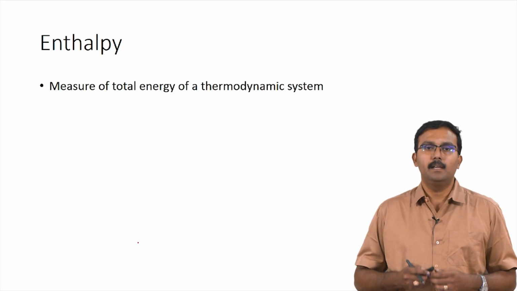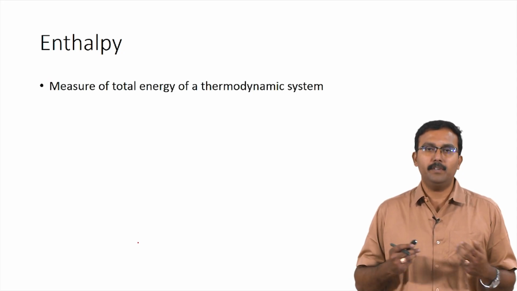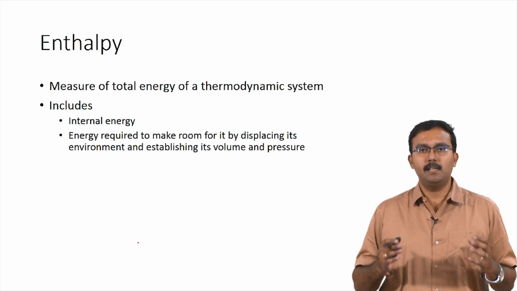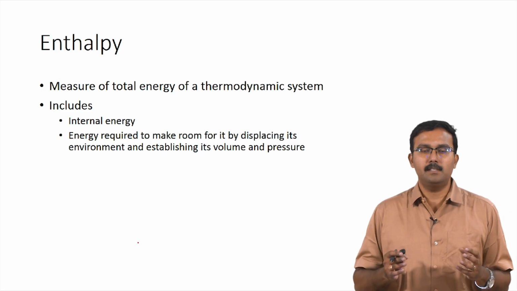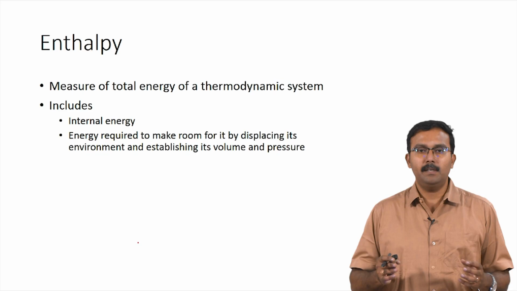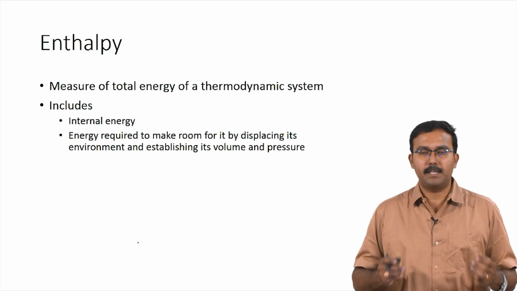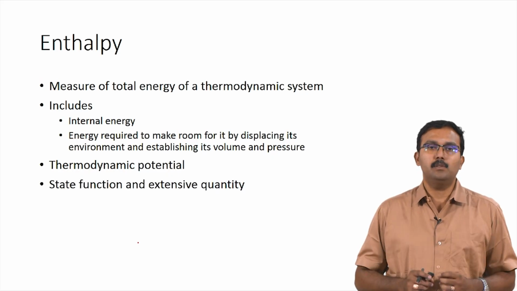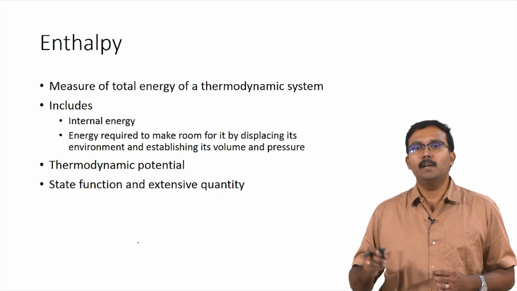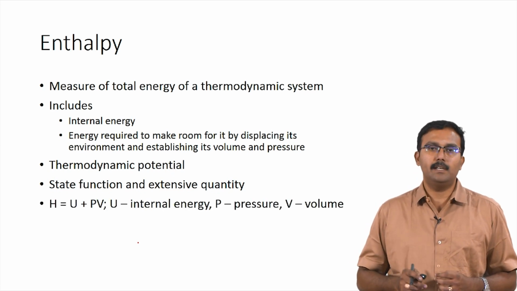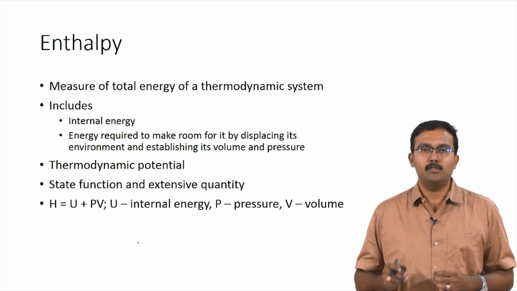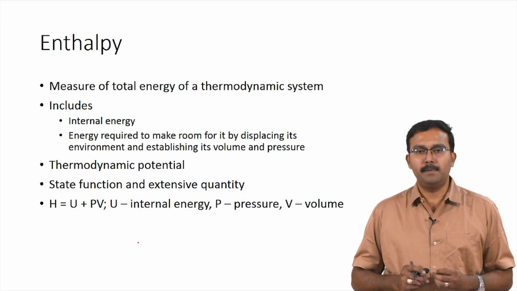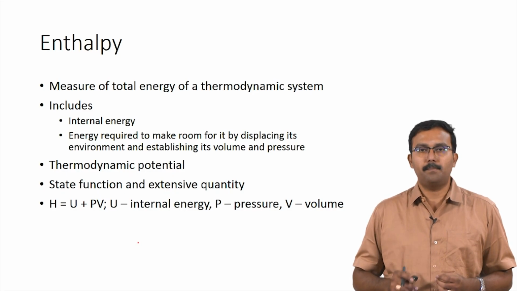What is enthalpy? Enthalpy is the measure of total energy of a thermodynamic system. It includes the internal energy and also the energy which is required for making room for the system by displacing the environment so that it can establish its volume and its pressure. So, this enthalpy is also called the thermodynamic potential and is also a state function. However, it is also an extensive quantity which can be converted into an intensive quantity by dividing it by mass to get specific enthalpy. So, enthalpy is given as H equals U plus PV, where U is the internal energy, P is the pressure and V is the volume.